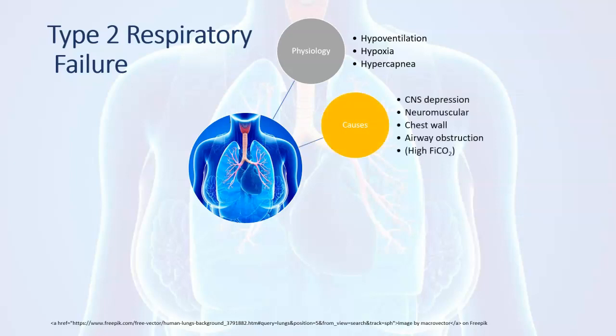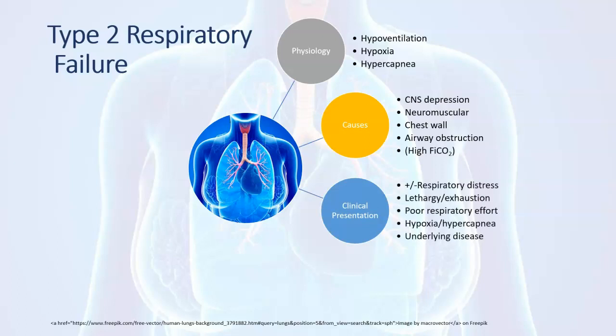Causes would include CNS depression leading to hypoventilation, neuromuscular diseases affecting the respiratory muscles, Guillain-Barré syndrome, spinal cord injuries, drugs that affect the neuromuscular junction, abnormalities of the chest wall that restrict ventilation, airway obstruction, in particular upper airway obstruction, but also chronic severe lower airway obstruction such as COPD, and then situations in which there's a high FiCO2. It's unusual to have a high FiCO2, but it can be seen in iatrogenic situations, such as when we're using certain ventilator circuits that allow rebreathing of expired air. If we don't know how we're using that, they could cause a high FiCO2.